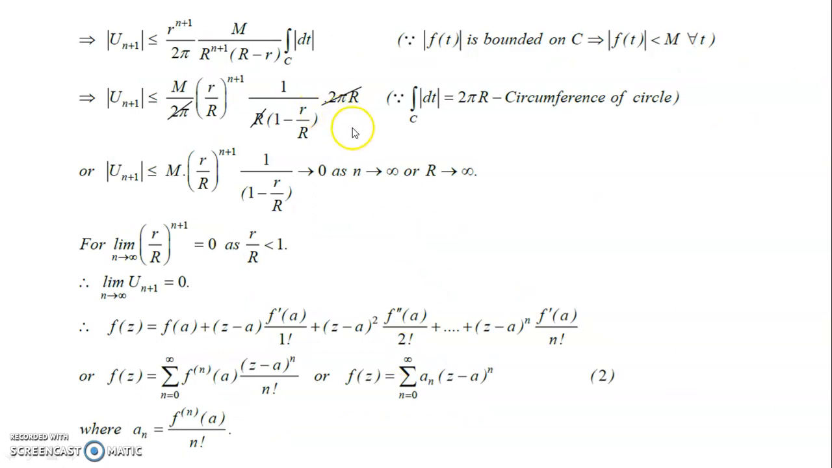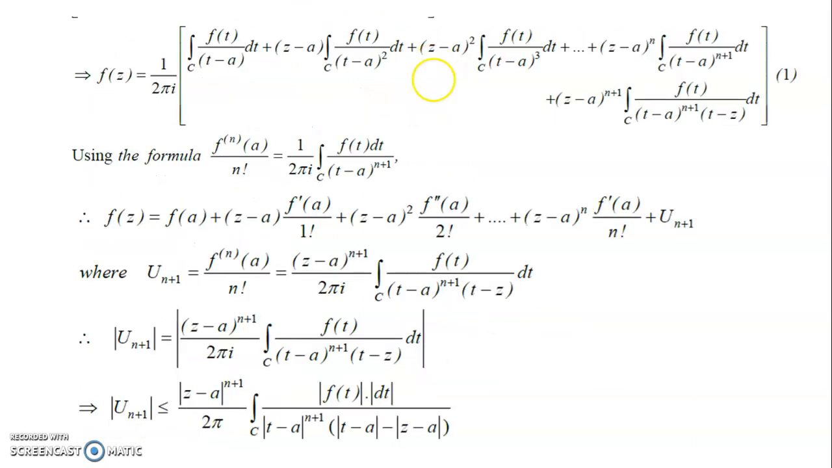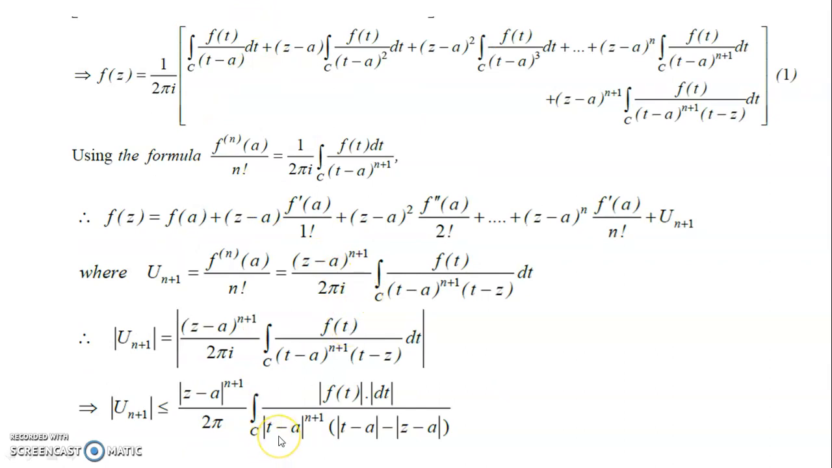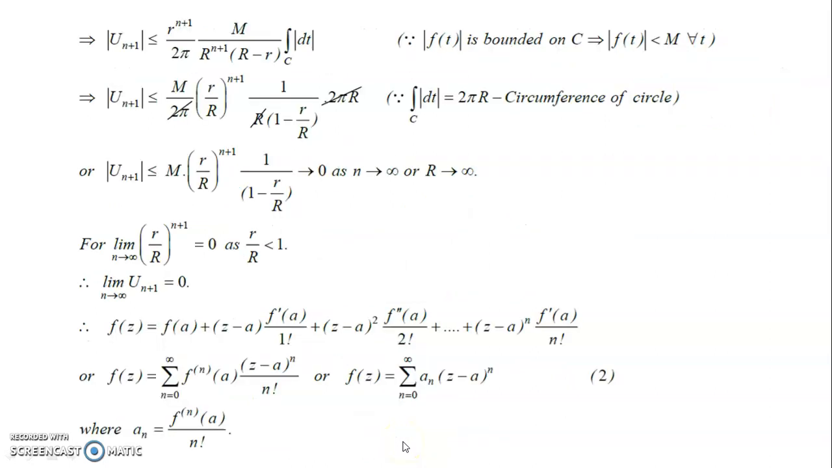And as we know, since the function is bounded, the modulus of f of t is less than capital M, and we have taken that here. Also we have this term, (t minus a) to the power n plus 1, which is capital R to the power n plus 1, where modulus of t minus a is capital R and this is small r there. We have taken those here, and this is the integration of magnitude of dt over the closed contour C.